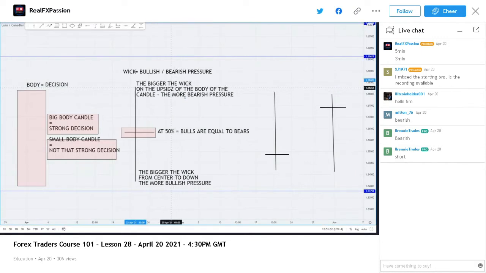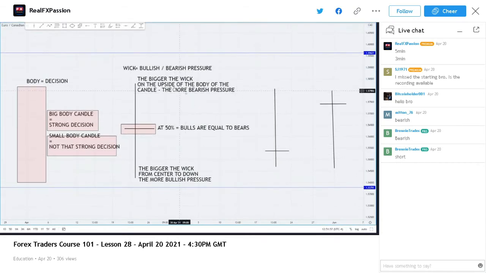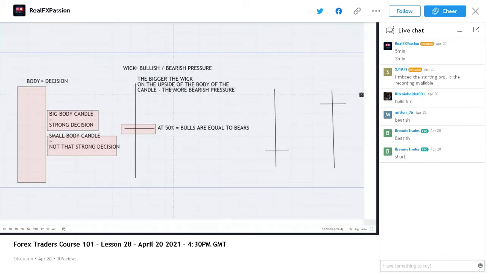Okay, and everybody, don't be afraid to ask questions. Give me suggestions with the vocabulary. Okay, so the bigger the wick on the upside of the body of the candle, the more bearish pressure. Now, I hope now it's better, right?